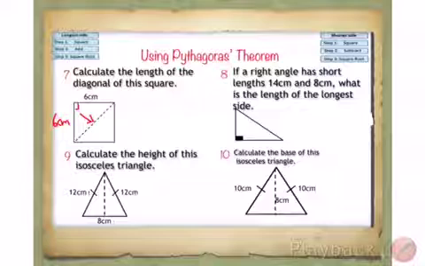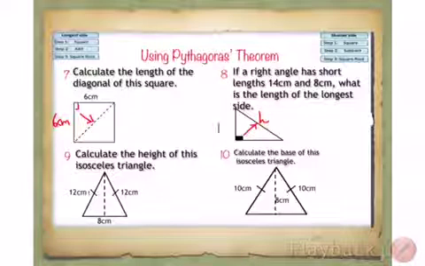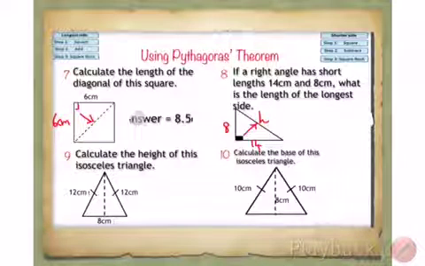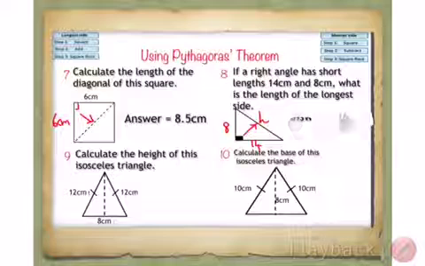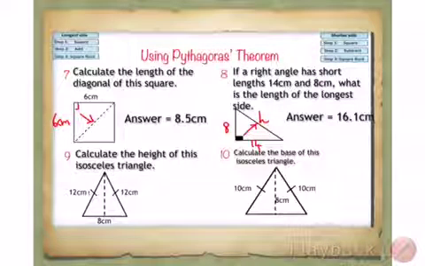In this one, again, you need to remember to draw your diagram and fill in the information. So if a right angle triangle has short lengths 14 and 8, we don't know the hypotenuse again. That's the one we're trying to find. 14 and 8, it doesn't matter which one is which. I'm trying to see who's the longest, but it's hard to see. Actually, I think I could have done them the other way around. So I'll say this one is 8 and this one is 14. So draw your own diagrams, don't be afraid to do that. The answer for the first one is 8.5 centimetres. The answer to the second one is 16.1 centimetres.